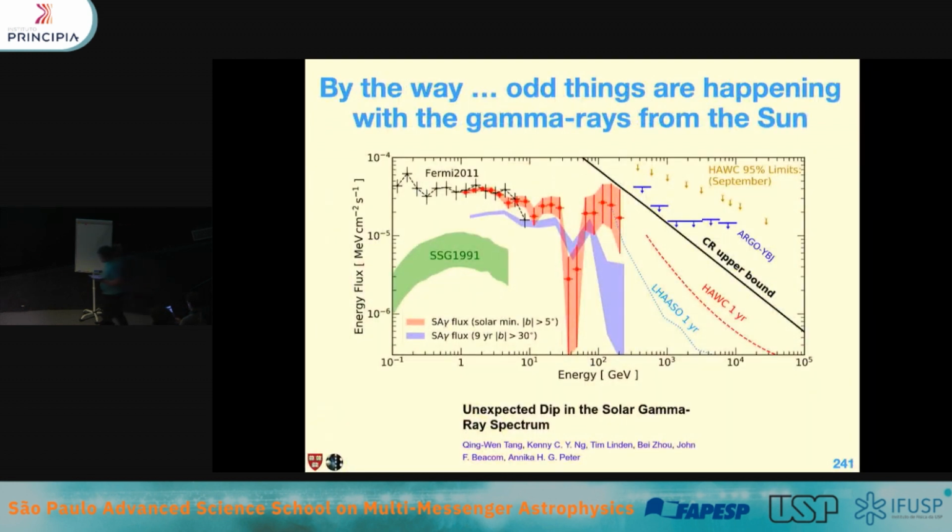I think this is an interesting thing. I was mentioning this to Orlando, we were talking yesterday, and it's the fact that the sun is doing weird things in gamma rays. So this is the energy of gammas, and this is the flux times energy. And this thing that says SSG91 is a calculation of production of gamma rays from pion decay in the solar atmosphere or the solar outer regions. This is actually the data from Fermi. You can see that it's off by a factor of more than 10.